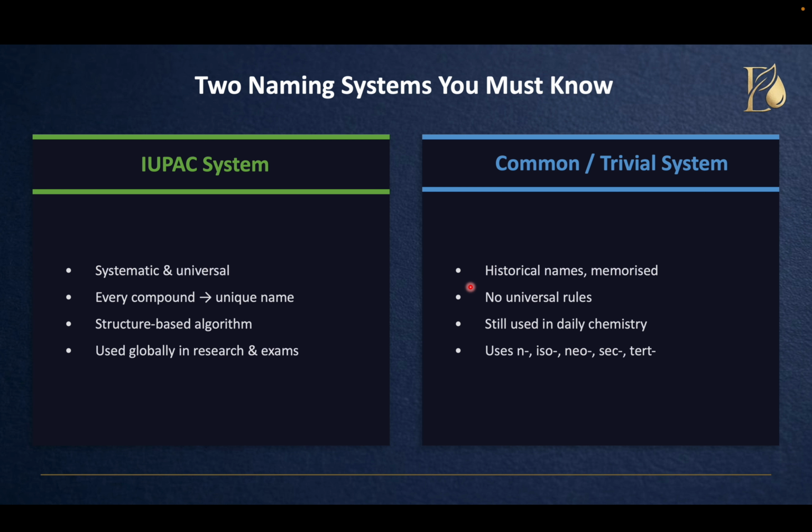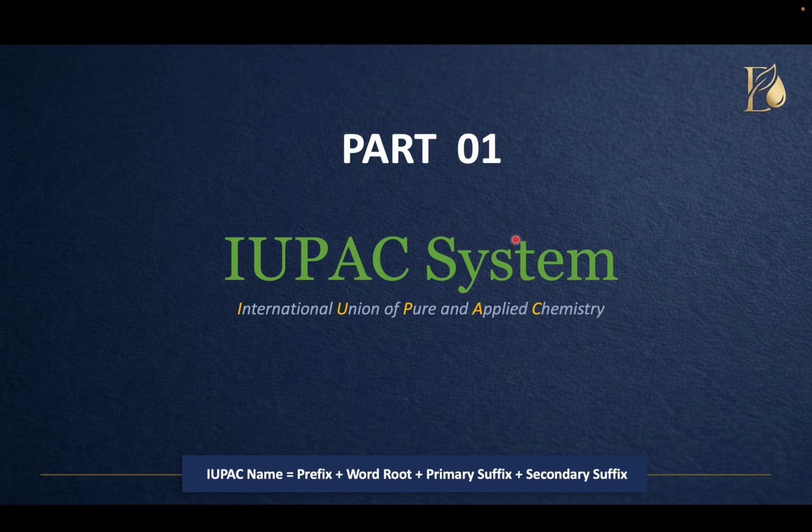First we start with the IUPAC naming system. IUPAC stands for International Union of Pure and Applied Chemistry, and IUPAC naming is systematic and rule based. That means every compound has one unique name based on its structure. Scientists across the world use this same system so that there is no confusion about what compounds we are talking about. And you can see the general formula here: prefix plus word root plus primary suffix plus secondary suffix. That is the general formula for the naming of organic compounds.